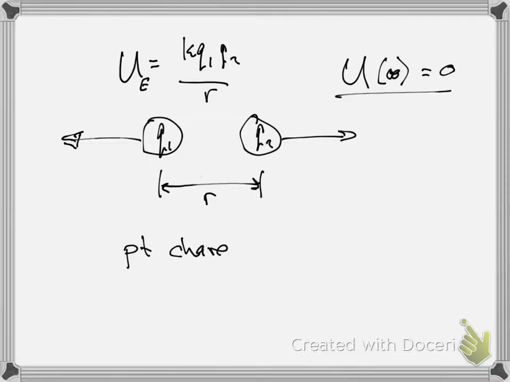So notice also that this is for point charges. This derivation is for point charges. And if we want to know what the potential energy of something in a different situation is, we're going to have to recalculate the potential energy for that different situation.